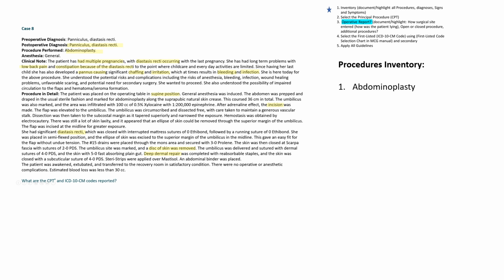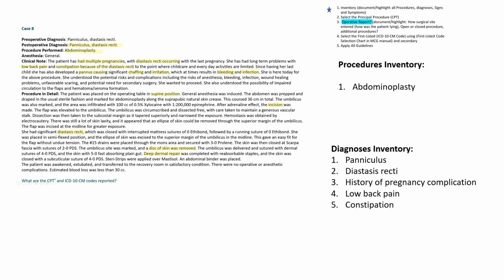And so far, I just see an abdominoplasty. So we'll document abdominoplasty. Now, I am going to document or inventory our diagnoses, and there are a few more. We have a paniculus. We have diastasis recti, history of pregnancy complication, low back pain, constipation, chafing, irritation, bleeding, and infection.